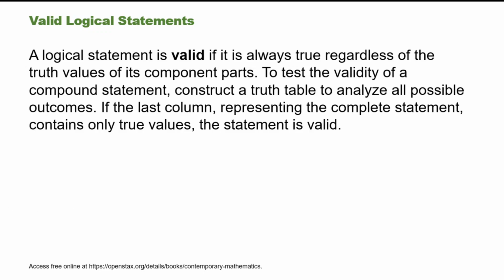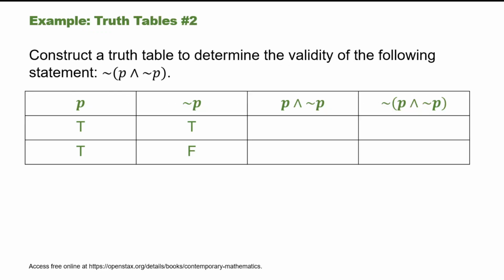Valid logical statements. A logical statement is valid if it is always true regardless of the truth values of its component parts. To test the validity of a compound statement, construct a truth table to analyze all possible outcomes. If the last column, representing the complete statement, contains only true values, the statement is valid. So let's take a look at example truth tables number 2.